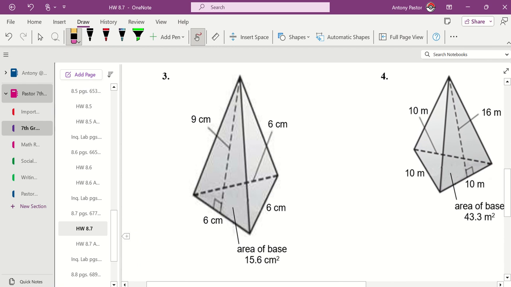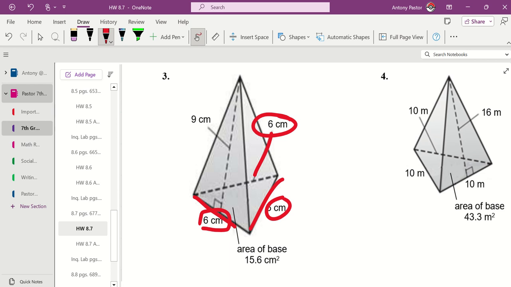Number 3, let's look at the base. The base is a what, ladies and gentlemen? Triangle. What do we notice about each of the 3 sides of that triangle? They are each what? I'm looking at specific numbers. Each of the 3 sides equals what, ladies and gentlemen? 6. Indicated right here. This side is 6. This side is 6. Look at this little arrow pointing at the 6. What are we missing here in order to find the area of that triangle, though?